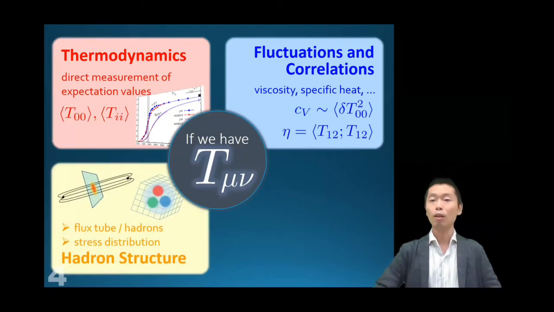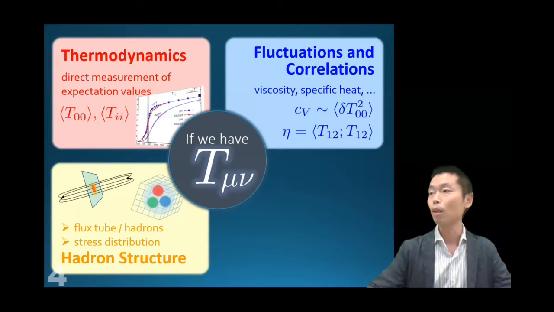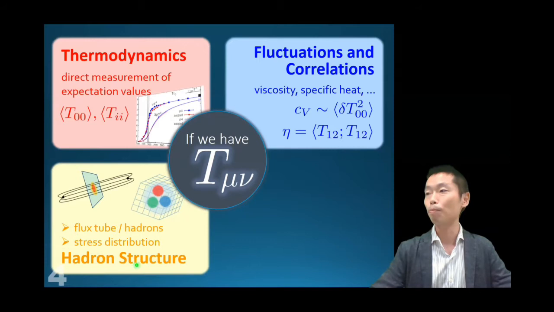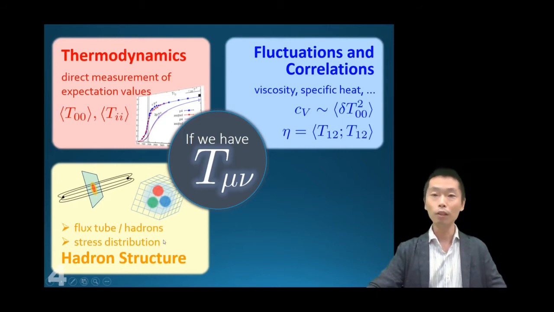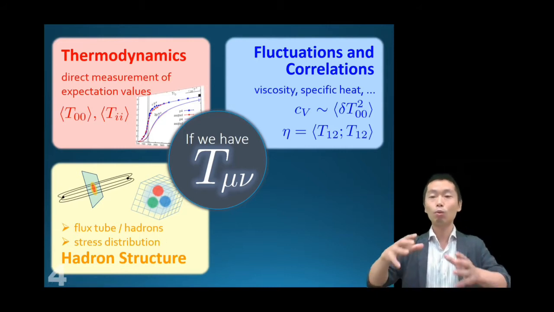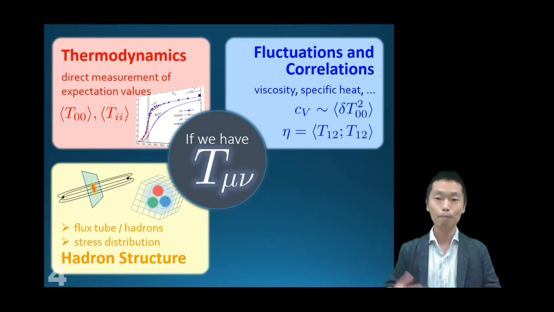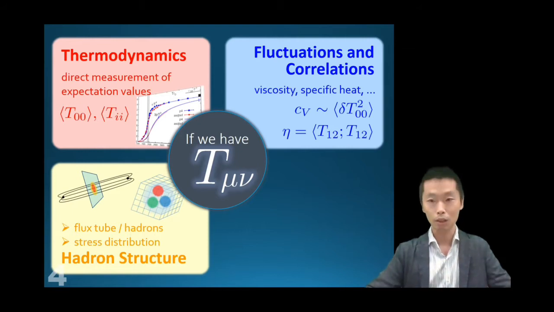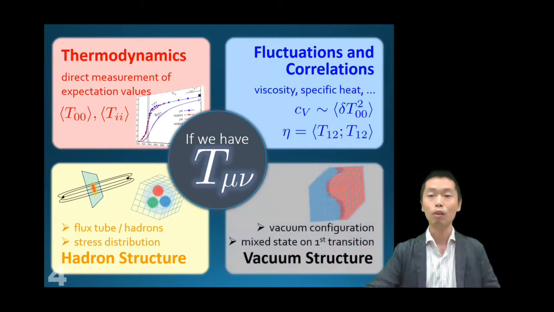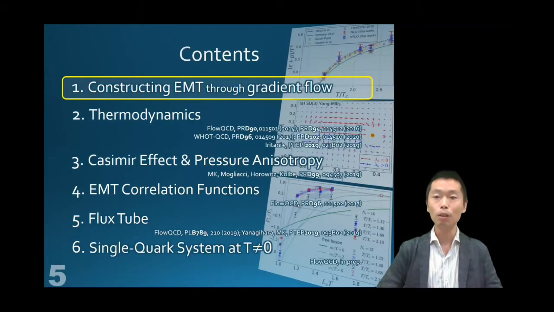And also, the EMT would be successfully used for the analysis of hadron structure, for example, the analysis of the flux tube or hadrons themselves. Then we would see the stress, pressure and energy density structure of the hadrons directly by lattice simulations. That's an interesting application. And also, the EMT would be successfully used for understanding the vacuum structure. So in this way, there are many applications of the EMT on the lattice.